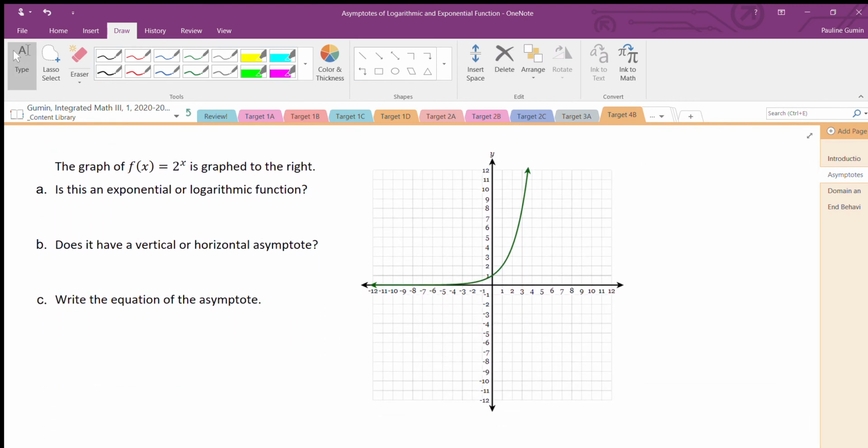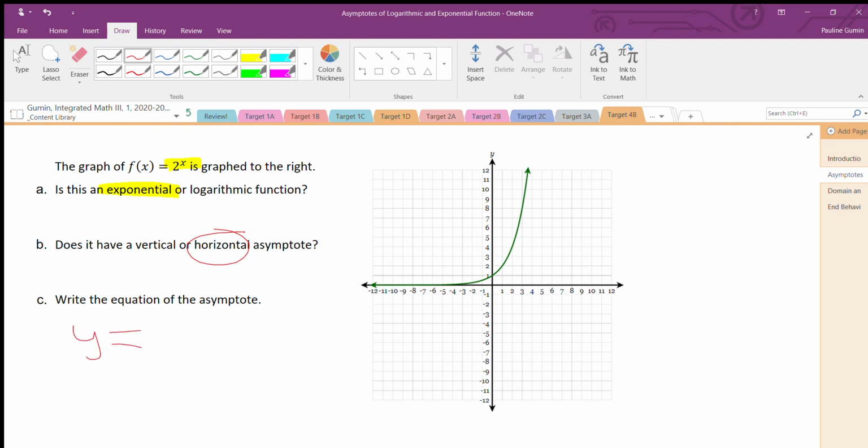Okay, here is the graph of 2 to the power of x. Beautiful graph. Is it exponential or logarithmic? It's exponential because it has an exponent. All exponential equations have horizontal asymptotes. So they're y equals.